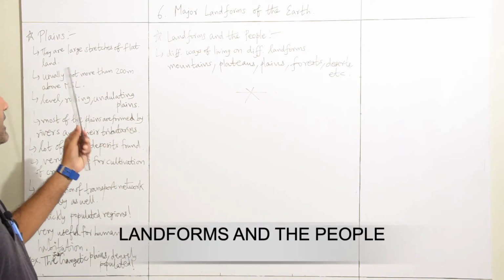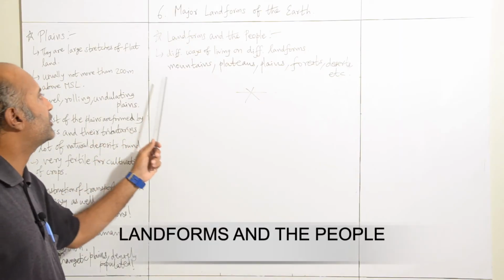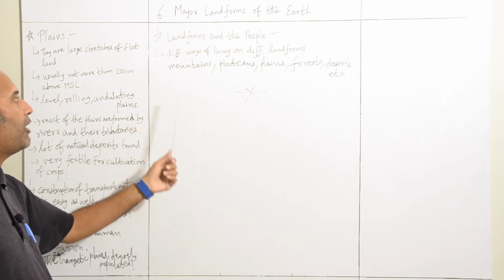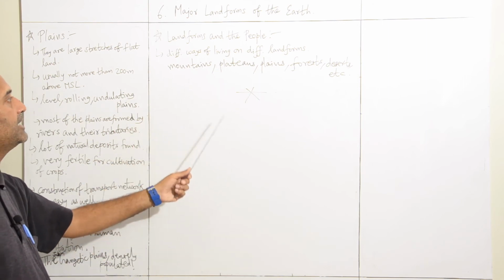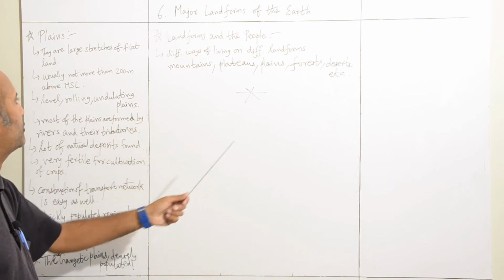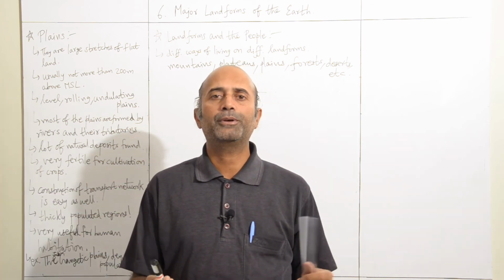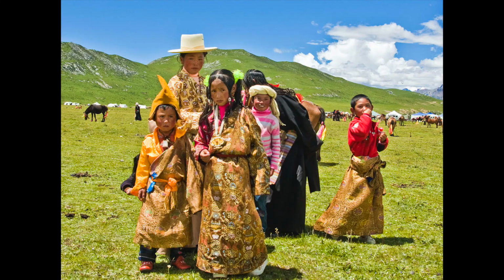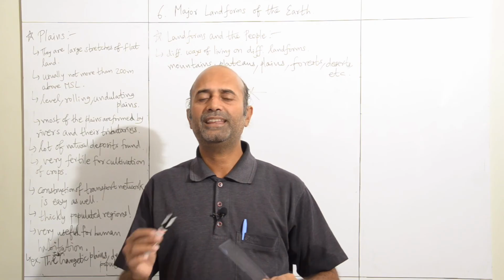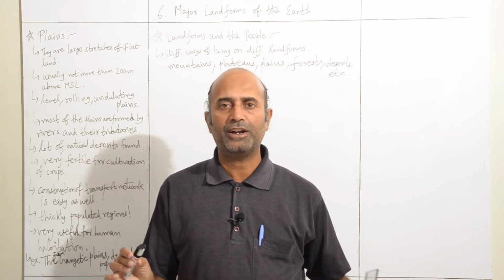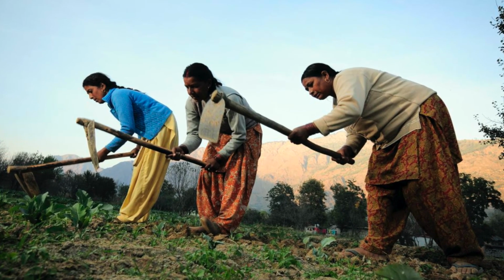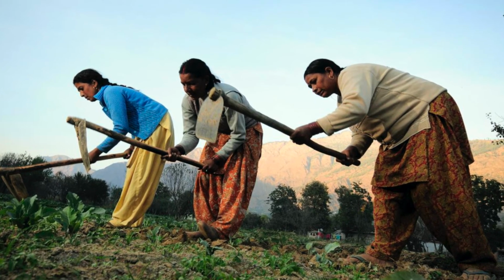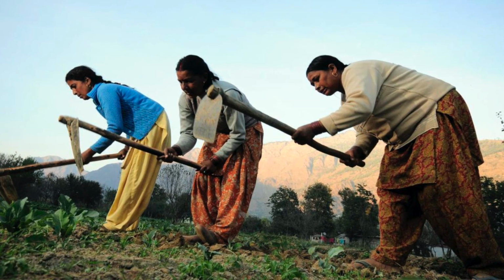Now, what about landforms and the people? Different ways of living are found on different landforms. For example, mountains, plateaus, plains, forests, deserts, etc. There's a natural reason behind it, because if you look at the ways of living of people living on the mountains, their ways of living will be quite different to that of those people living on the plains, or maybe on the plateau areas, or maybe on the forest areas, or in the desert areas.